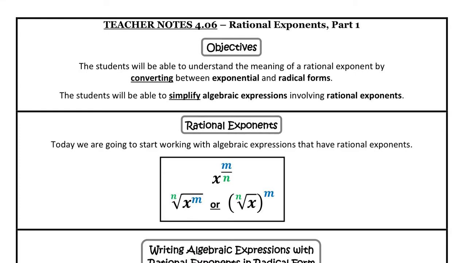Good morning, guys. Today we're going to be looking at rational exponents. This will be part one of a three-part set of notes. What we're going to be focusing on is being able to understand a rational exponent and then being able to convert it between exponential form and radical form using this kind of a transformation formula. And also we want to be able to simplify these expressions that have rational exponents.